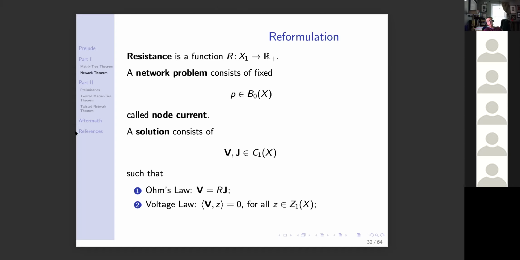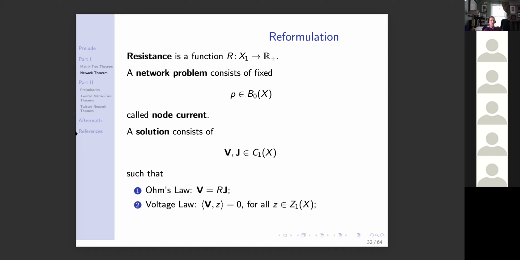Remember that the vector space of one-chains has an inner product structure, making the basis, the set of edges, into an orthonormal basis. Suppose I choose any one-cycle in the graph, that is, something whose boundary vanishes. I want the scalar product of it with the voltage to vanish. So that's the voltage law.